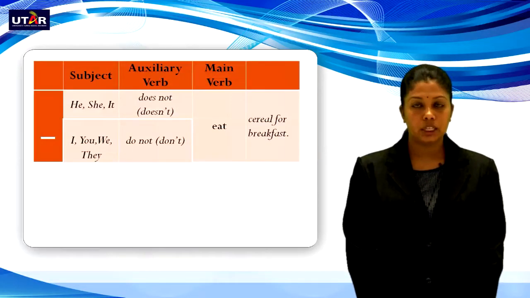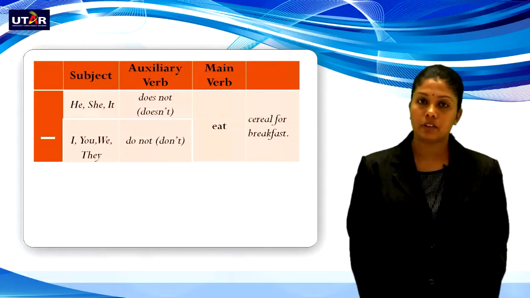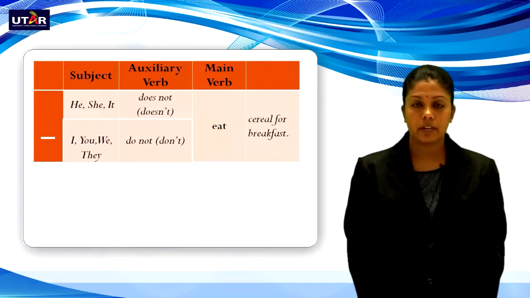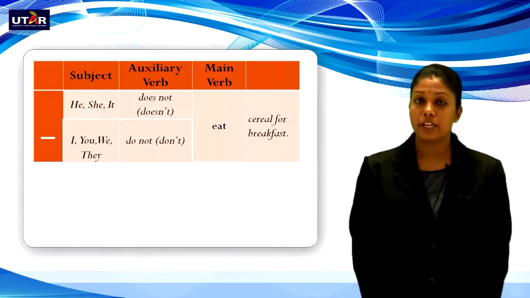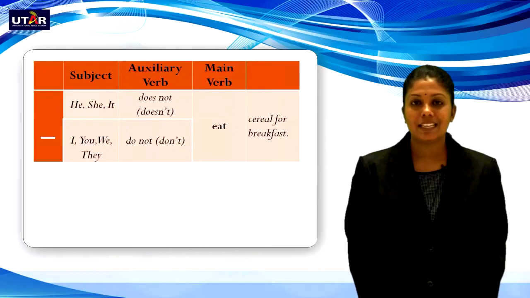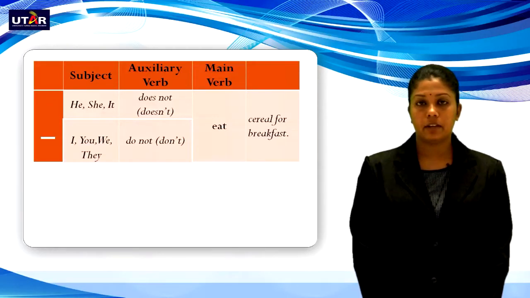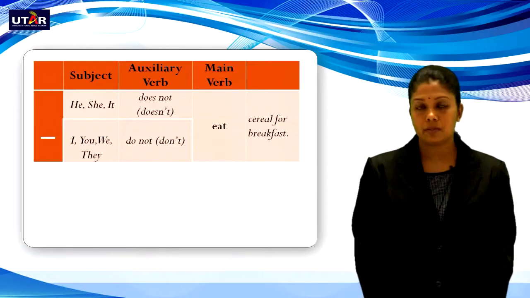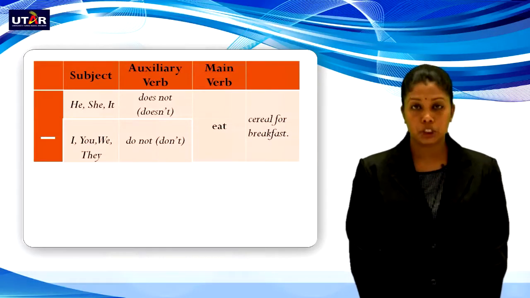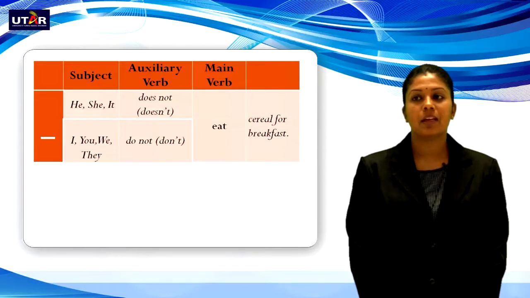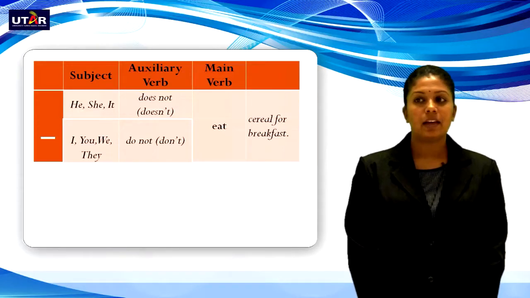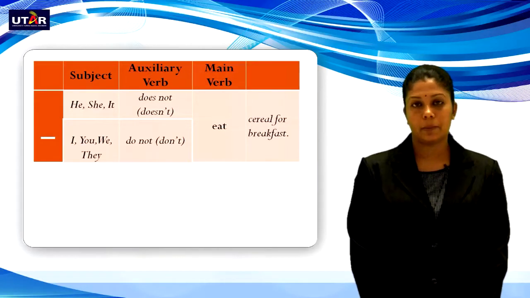He, she, it. We have to add auxiliary verb for negative sentences. So for he, she, it, we add does not. Then we use a main verb. Since we have used auxiliary verb, the main verb should be in base form. So he or she or it does not eat cereal for breakfast.